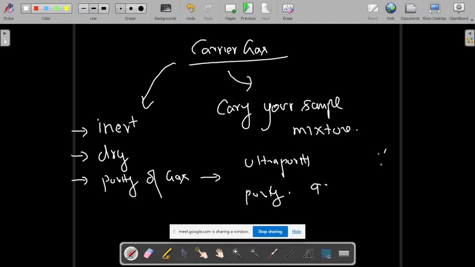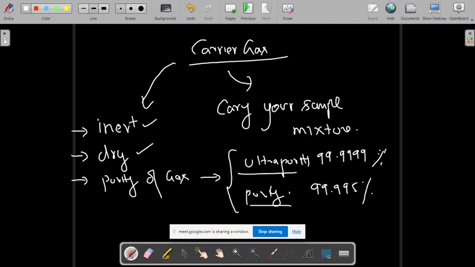Purity is 99.995% and ultra purity is 99.999%. Quite interesting, no? See, ultra purity is 99.999%, up to the fourth decimal point, and purity is 99.995%. That's what is meant by purity. This is a measure that is used in industry. So the important nature is that it should be inert, dry, and pure.